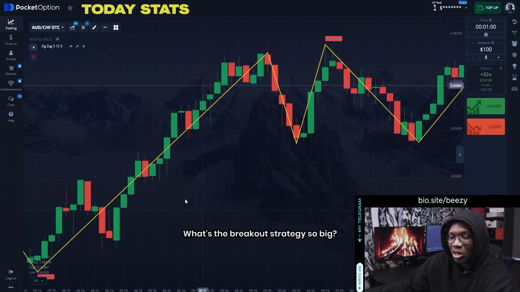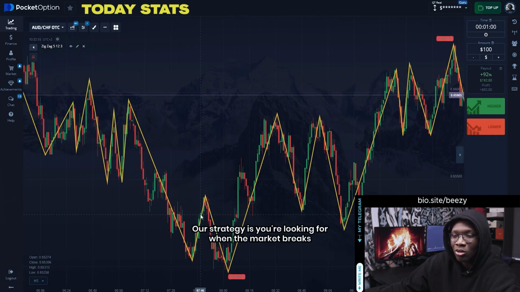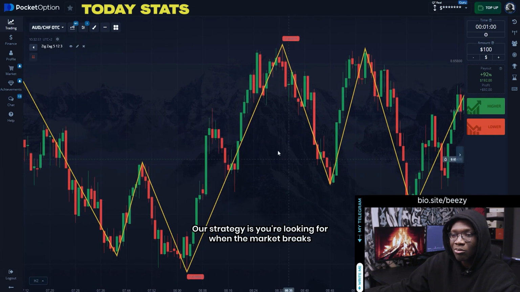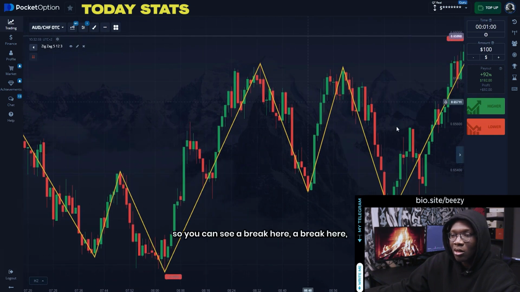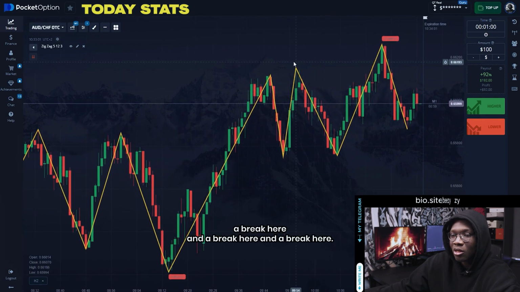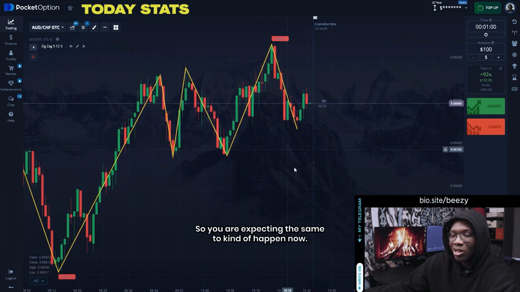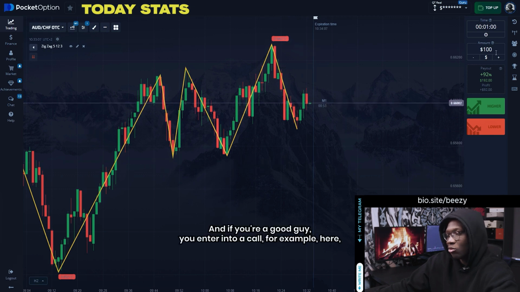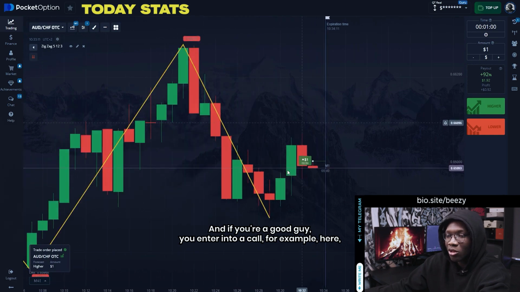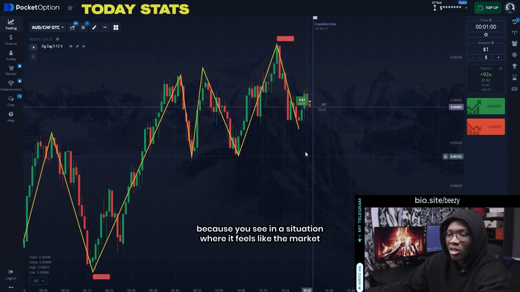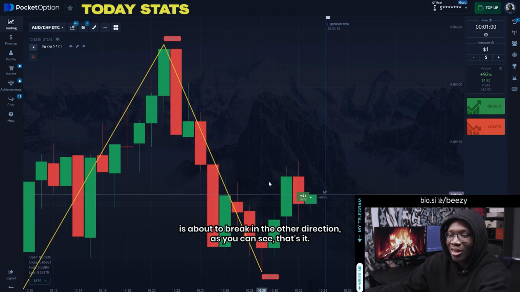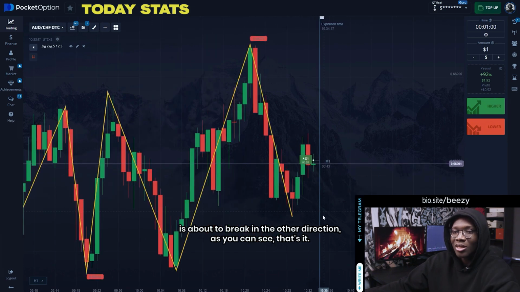What's the breakout strategy? You're looking for when the market breaks. So you can see a break here, a break here, a break here, and a break here. So you're expecting the same to happen now. And if you're a good guy, you would enter into a call, for example, here, because you're seeing a situation where it feels like the market is about to break in the other direction. As you can see, that's it.